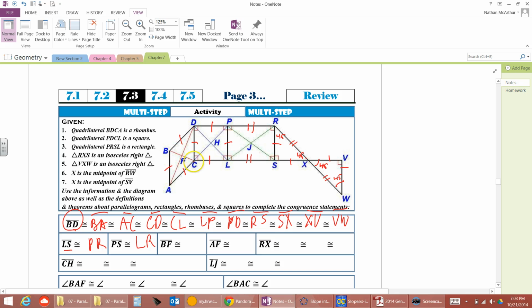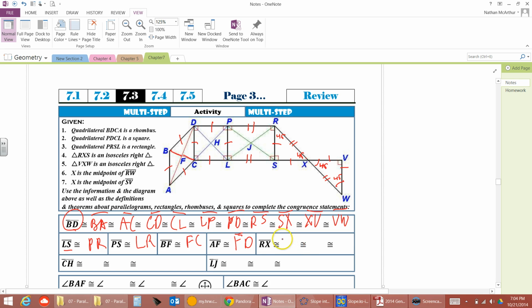BF, well, let's see, BF. Ooh, that's just this portion of it. This is this half. In a rhombus, the diagonals bisect each other. So BF is congruent to FC. And then I say AF is congruent to FD. Okay, so FD is the other part.